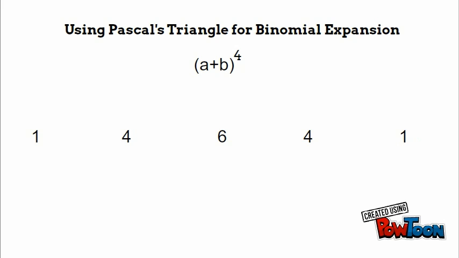In terms of the variables and their exponents, a starts with the highest exponent, being n, and b starts with 0, making it equal to 1. With each following term, you subtract 1 from a's exponent and add it to b's. b is stealing an exponent from a one at a time.